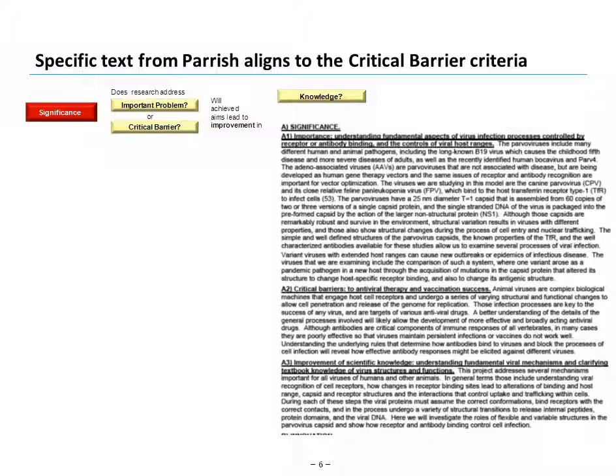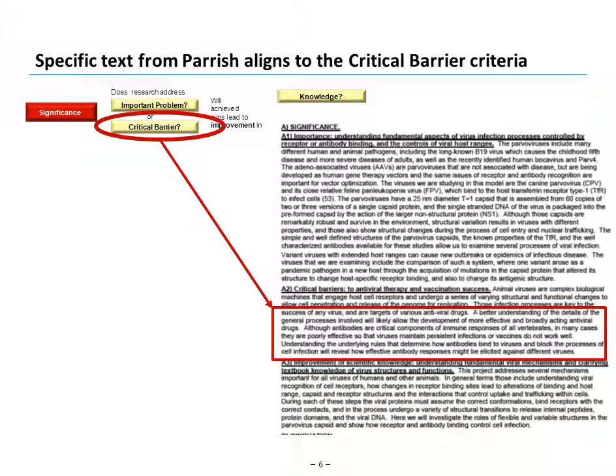And now specific text from Parrish aligns to the critical barrier criteria. There it is. A better understanding of the details of general processes involved will likely allow the development of more effective and broadly acting antiviral drugs.